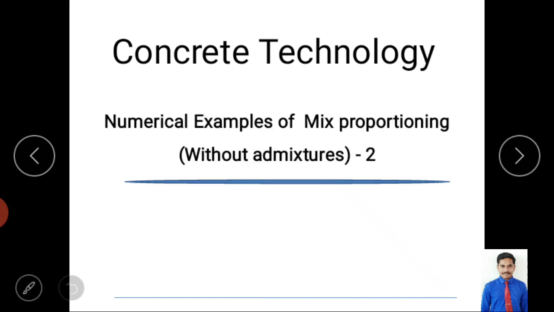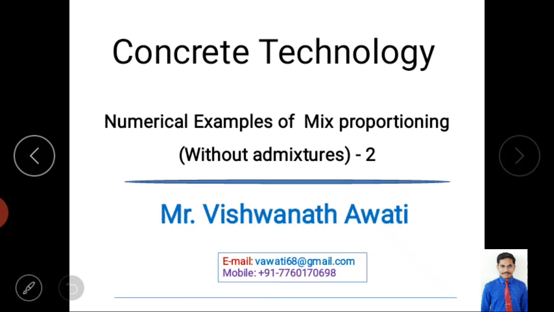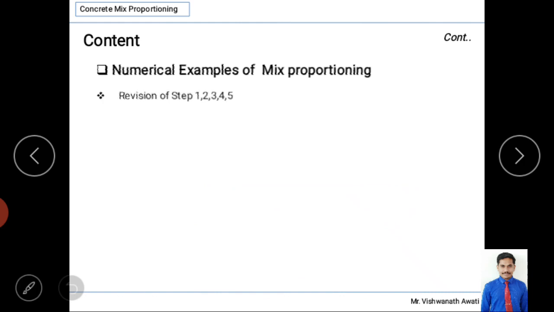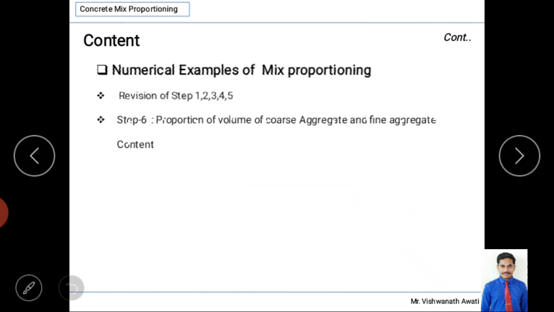Today we are mainly discussing a numerical example of mix proportioning. It is without admixtures, and it is video number 2, a continuation of video 1. Myself Vishwanath and our team. So today we are mainly focusing on the remaining steps.